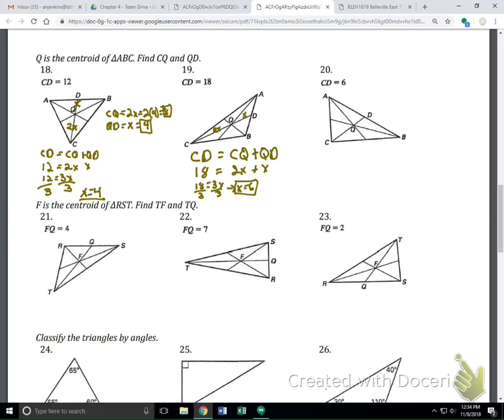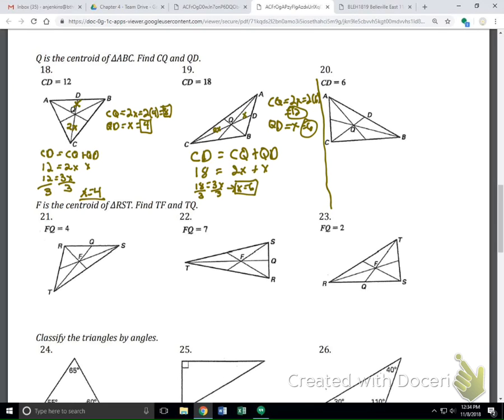Now that I have x equals 6, I want to find the values of CQ and QD. Well, we know that CQ equals 2x, and that's just going to be 2 times 6, which is going to be 12. And then we know QD is just the value of x, which is going to be 6.